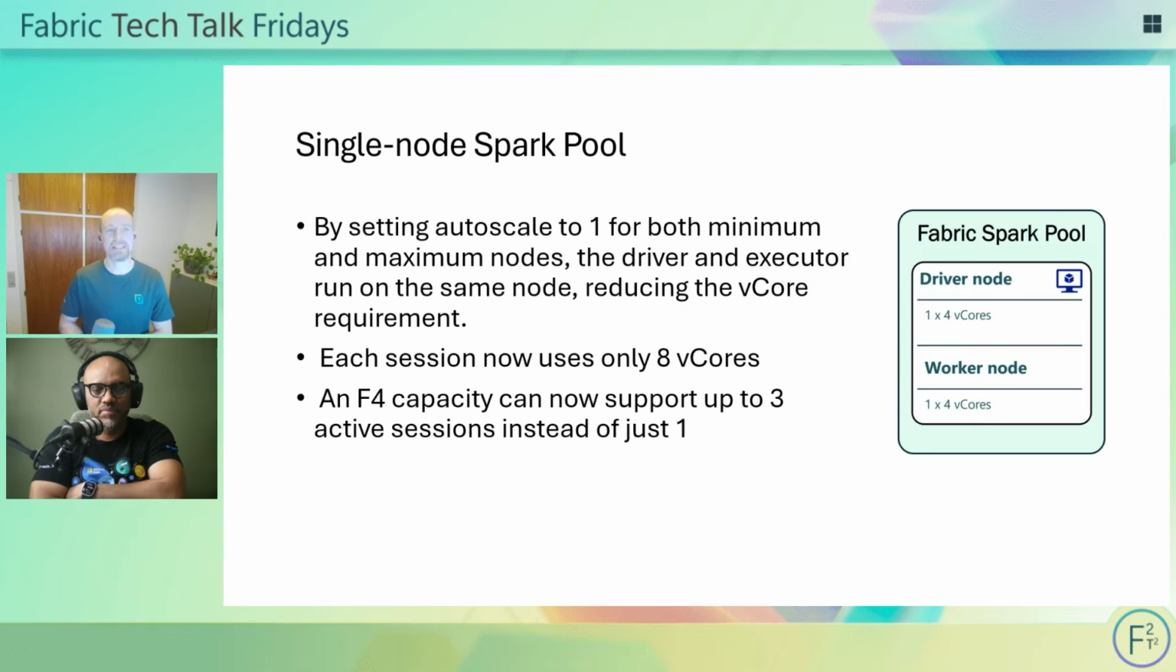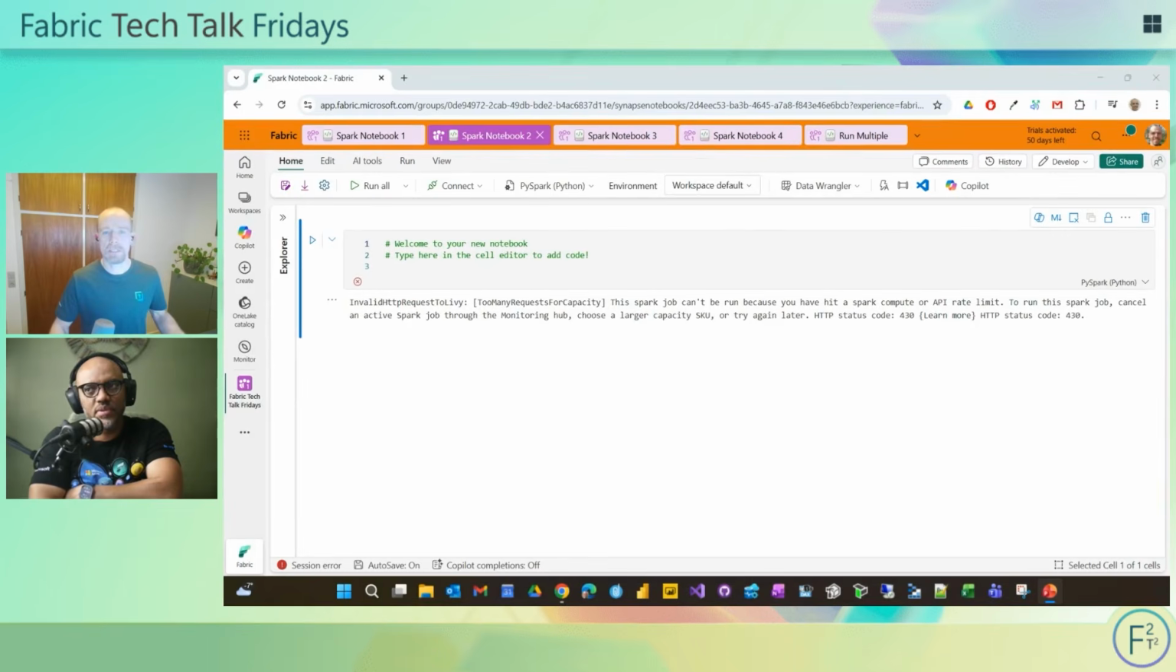We can actually go ahead and configure what is called a single node Spark pool. A single node Spark pool we can set up by setting the autoscale to 1 and 1, so limited to 1 as the maximum nodes. So it's like we're governing how many resources a particular notebook will take when I try to execute that notebook. Exactly. And that is something we do in the capacity setting.